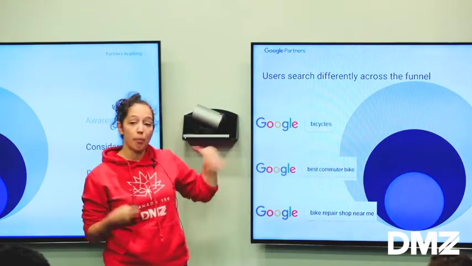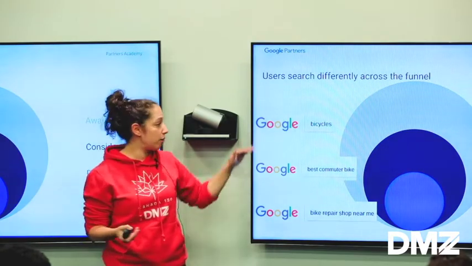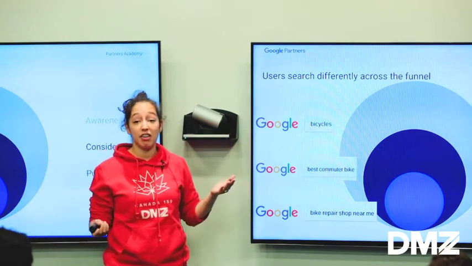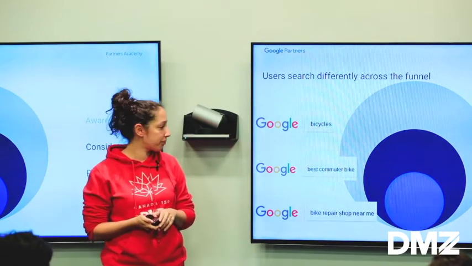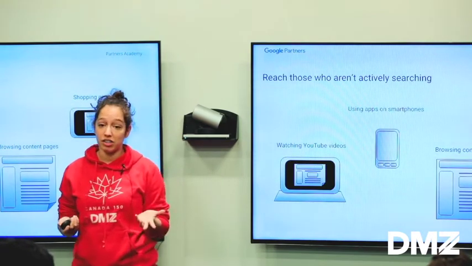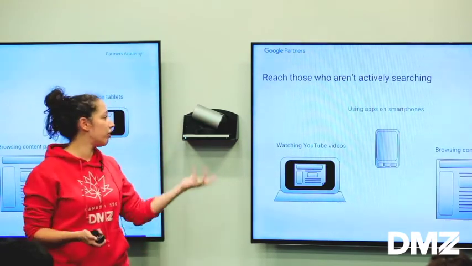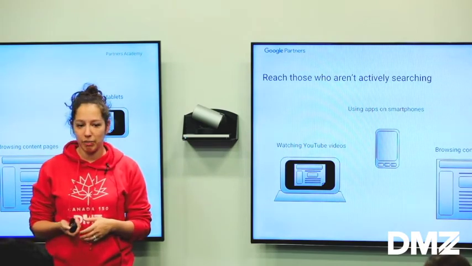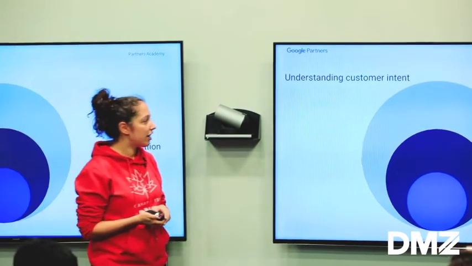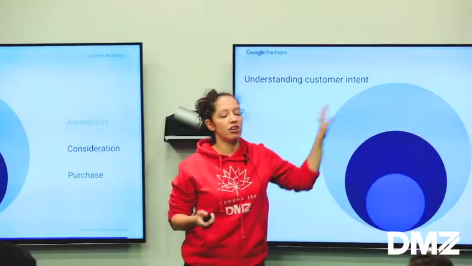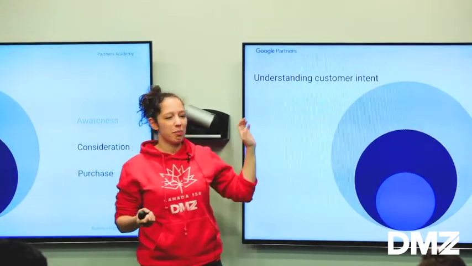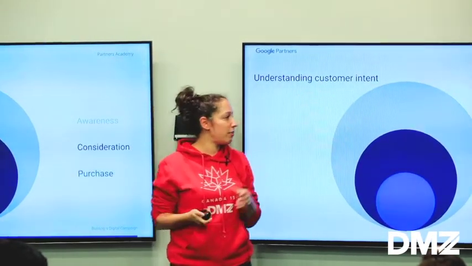So these are all potentially good keywords for Bob, but they signal that people are at different places in the funnel, and so they'll have different values for Bob's business. So that's what search can look like. But what about those who aren't actively searching, those who are on YouTube or on their phones or browsing content pages? That's where display advertising can come into play, because there might be people up here who aren't actively searching for best commuter bike right now, but they are interested in it, or might be a customer one day.